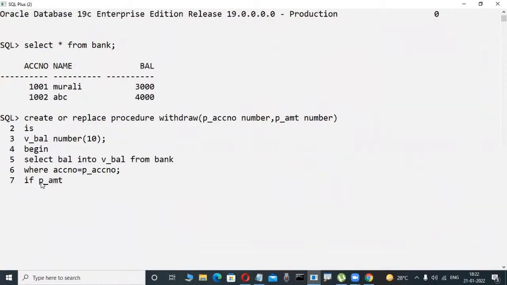Suppose here, that amount, logically observe, not the coding. If that amount is less than the available balance, then I want to affect that in the database. Update table name, set balance is equal to balance minus p_amount. Some coding is there.